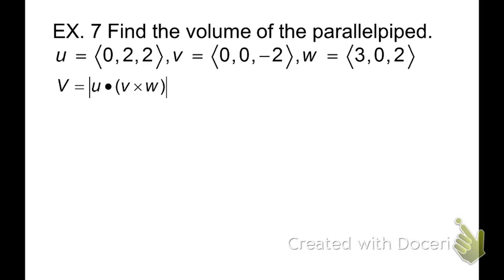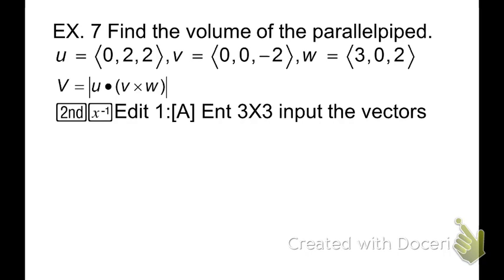Okay, last example, same process. We're going to find the volume of the parallelepiped. So remember, a parallelepiped is just a 3D parallelogram. So we're given the 3 vectors that make up this parallelepiped, and we're going to plug them in a matrix, same as last problem.